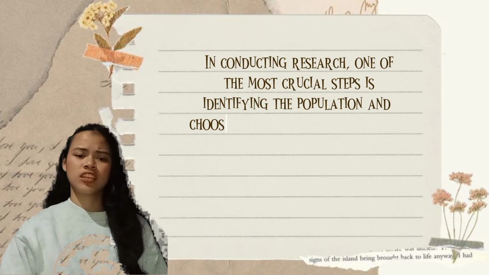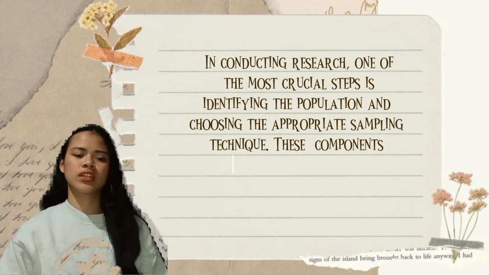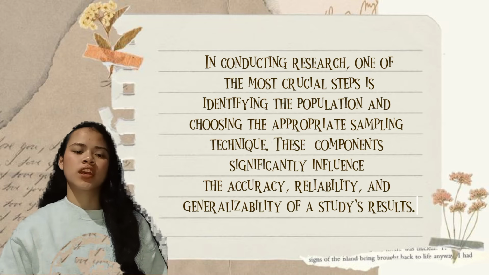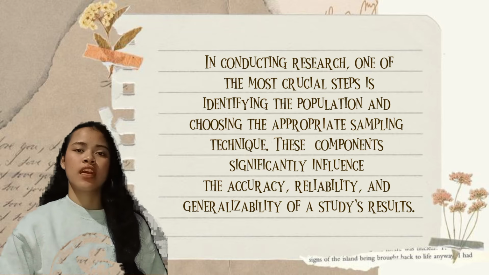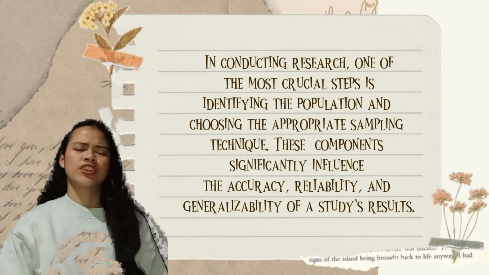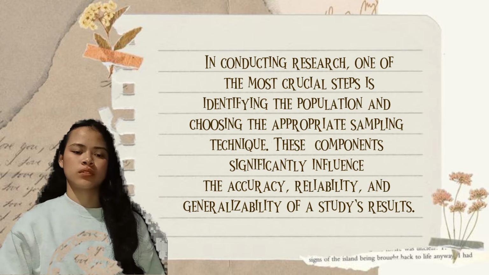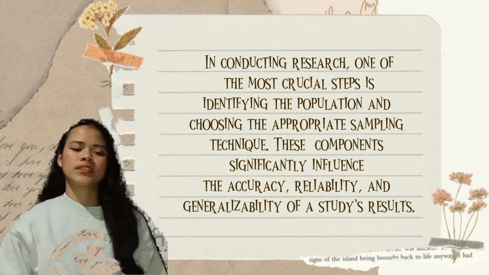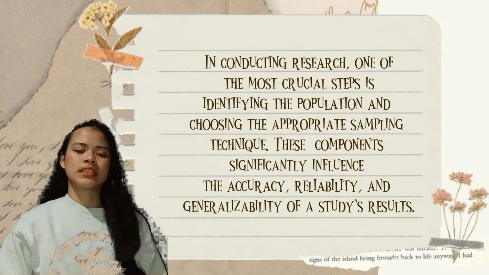In conducting research, one of the most crucial steps is identifying the population and choosing the appropriate sampling technique. These components significantly influence the accuracy, reliability, and generalizability of a study's results. Without proper sampling, even well-designed studies may yield misleading or biased conclusions.